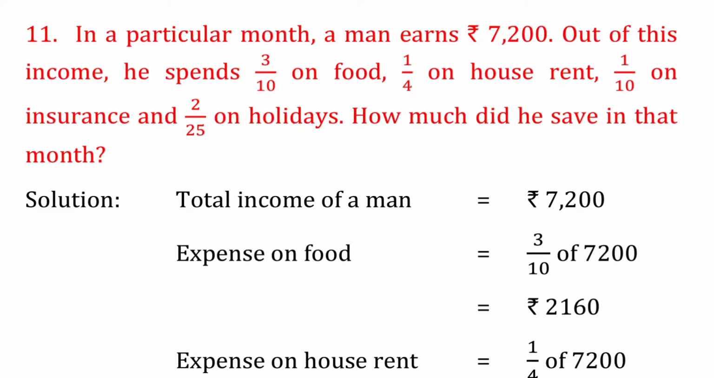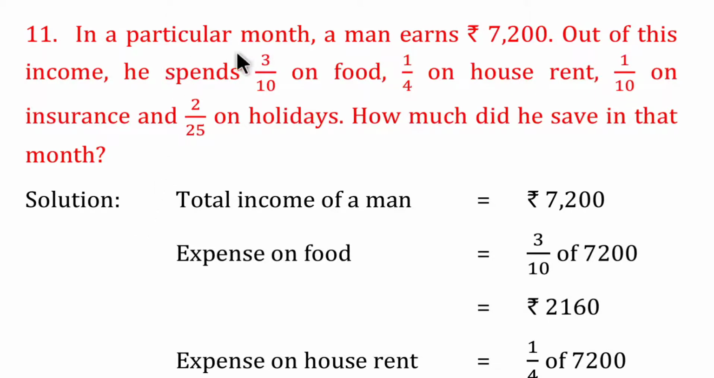Next is question number 11. In a particular month, a man earns rupees 7,200. Out of this income, he spends 3 by 10 on food, 1/4 on house rent, 1/10 on insurance, and 2 by 25 on holidays. How much did he save in that month?